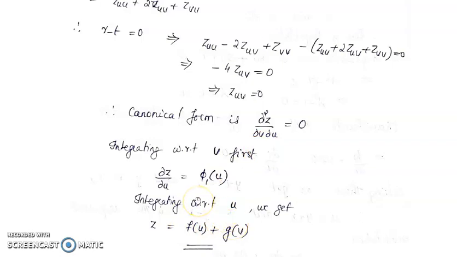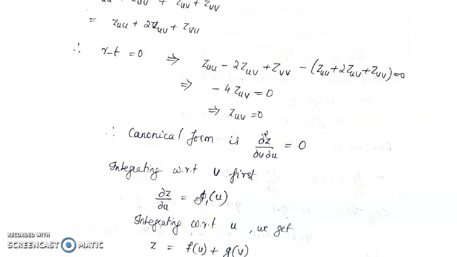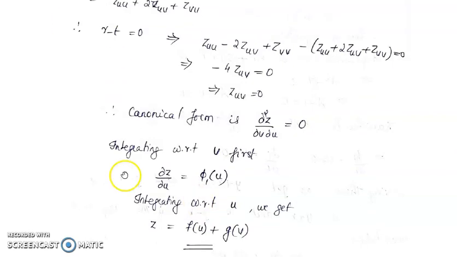Here you can substitute back u and v. u is y plus x and v is y minus x. I haven't written that step, please do complete that. So here the final solution is z equal to f of y plus x plus g of y minus x. So that is the final solution for the problem r minus t equal to 0.